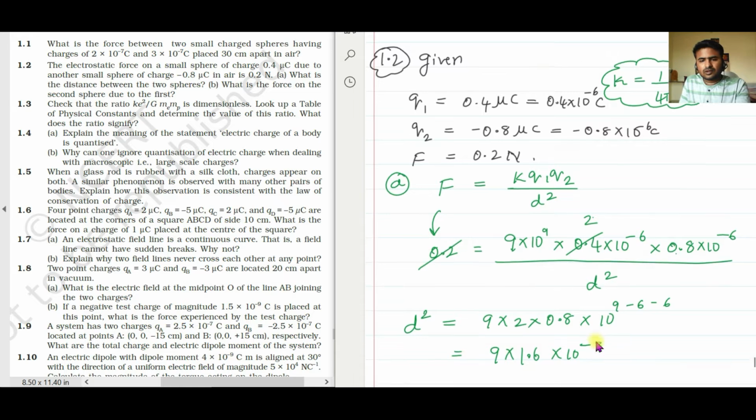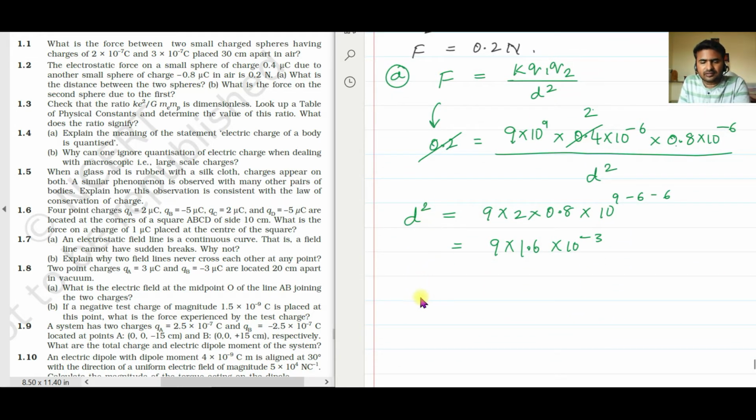Okay, so now I have d square in the LHS. I want d, right? So you have to take a square root. So d square further can be written as 9 into this 1.6. Can I write it as 16 into 10 power minus 1? 1.6 can be written as 16 into 10 to the power of minus 1, and I already have 10 power minus 3, which I should write as it is. 10 power minus 1 into 10 to the power of minus 3 will become 10 power minus 4. And now if you're taking a square root on both sides, d will become the square root of 9 into 16 into 10 to the power of minus 4.